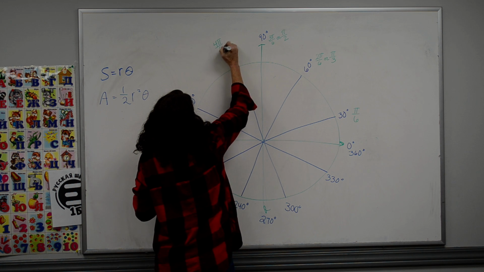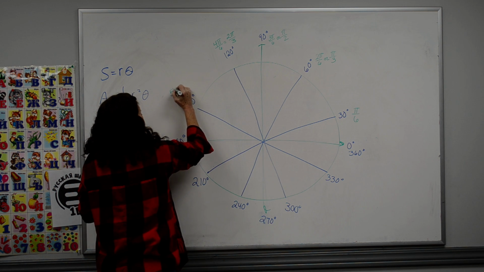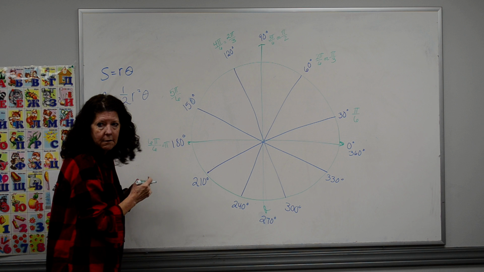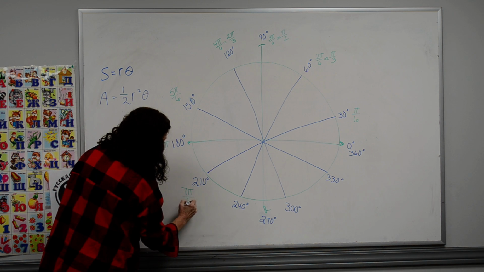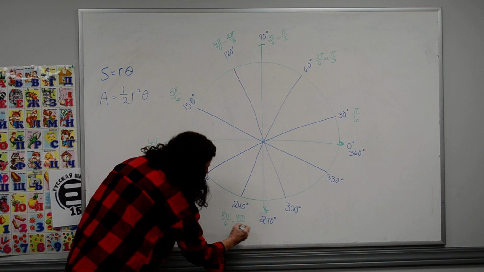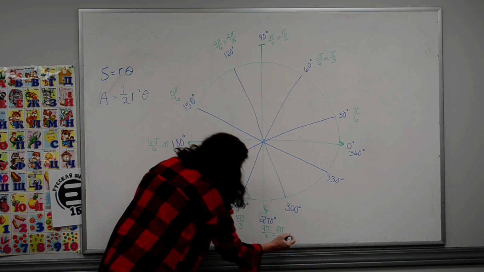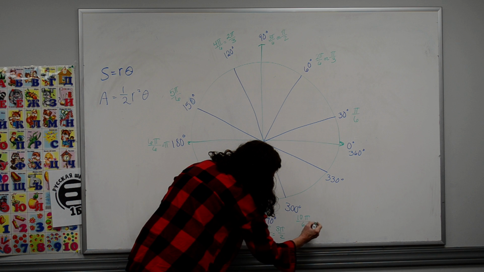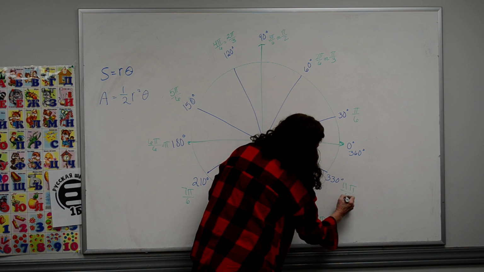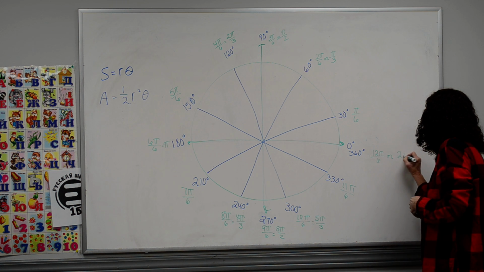4 pi over 6, or 2 pi over 3, 5 pi over 6, 6 pi over 6, or pi, okay, 7 pi over 6, 8 pi over 6, or 4 pi over 3, 9 pi over 6, or 3 pi over 2, 10 pi over 6, or 5 pi over 3, 11 pi over 6, and then all the way around is 12 pi over 6, or 2 pi.